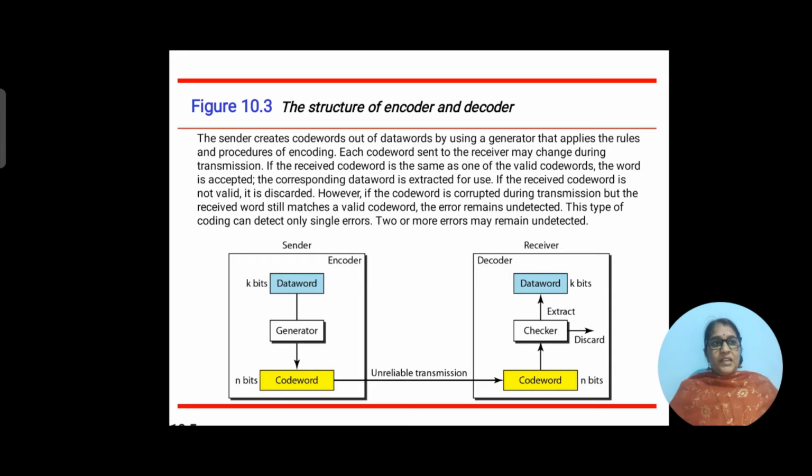Let's repeat. The sender creates code words out of data words by using a generator that applies rules and procedure of encoding. Each code word sent to the receiver may change during transmission. If the received code word is the same as one of the valid code words, the word is accepted and the corresponding data word is extracted for use. If the received code word is not valid, it is discarded. However, if the code word is corrupted during transmission but the received word still matches a valid code word, the error remains undetected. This type of coding can detect only single errors. Two or more errors may remain undetected.